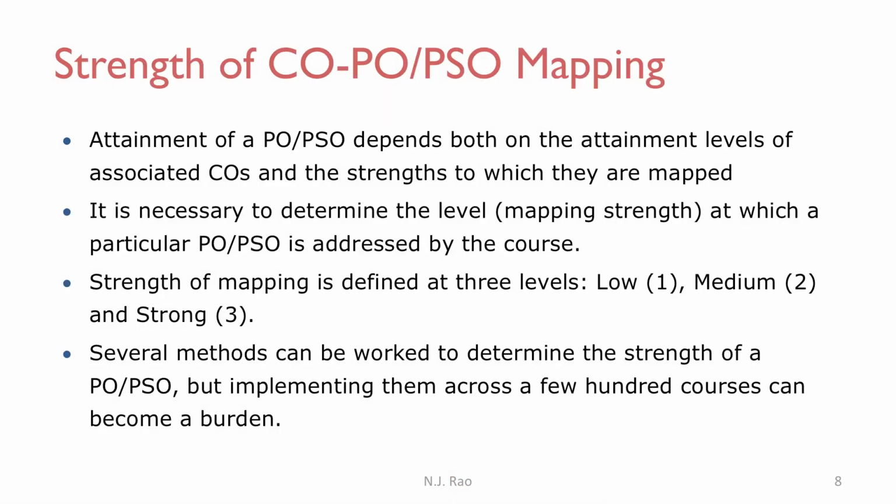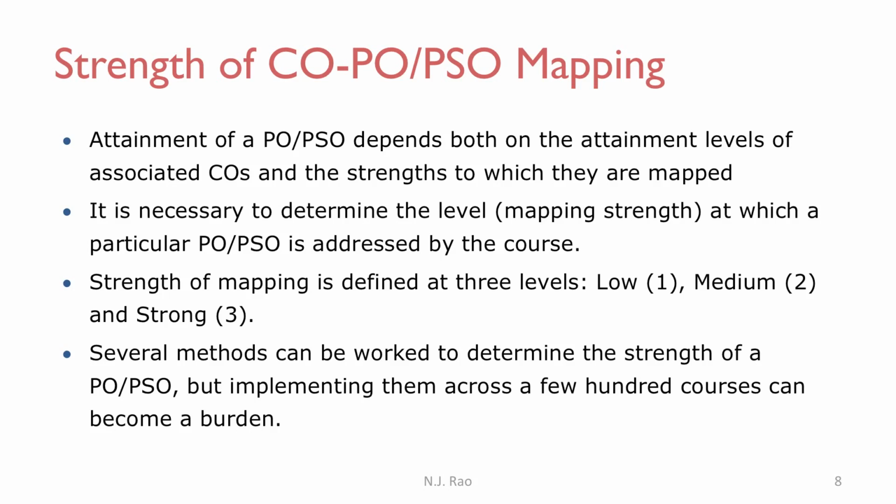The attainment of a PO or PSO depends on the attainment levels of associated COs and the strength to which it is mapped. There are 2 variables. One is to what extent COs are attained, and the other is the strength to which that CO maps onto POs. So, the first thing is, it is necessary to determine the level or mapping strength at which a particular PO or PSO is addressed by the course.